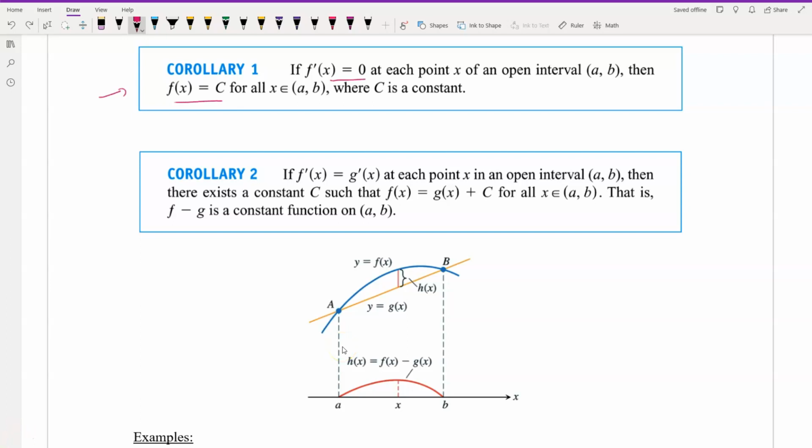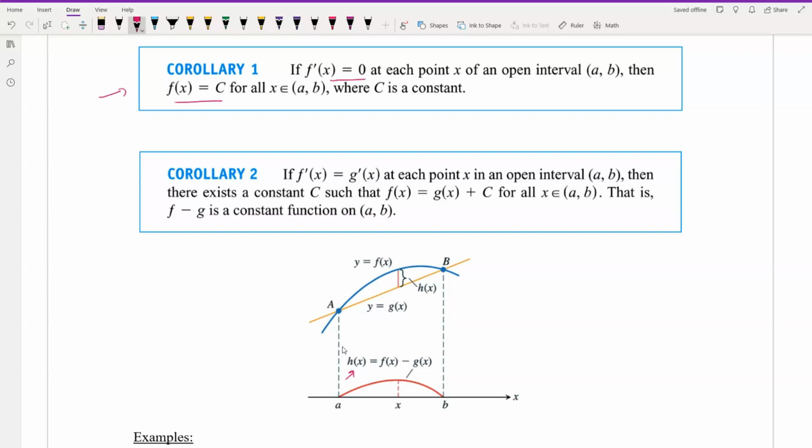So here on this part we have this blue curve that is y equal to f of x, and the secant ab is the graph of function g of x. So this one in yellow, that is g of x. The function h of x equal to f of x minus g of x, that is the vertical distance between the graphs of f and g at x.